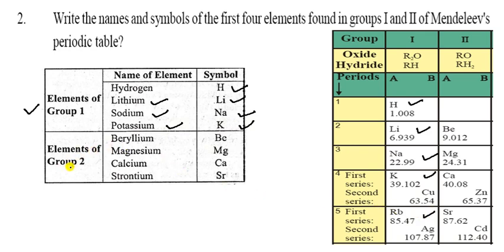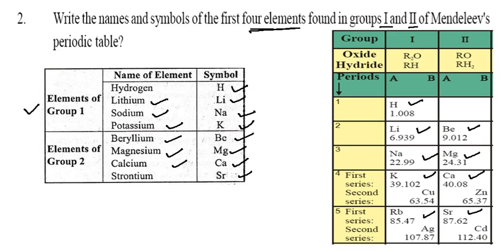Now let us see the group of second elements. Group second element, that is the beryllium, Be. It is here, beryllium in second group. Now the symbol is Be. Magnesium, the symbol is Mg, and it is here. And now the third one is the calcium. Calcium is Ca, and which is given here. And the strontium, here strontium. So you can see the four elements in the first group and the second group of the Mendeleev periodic table.